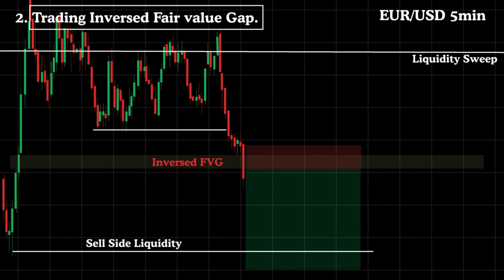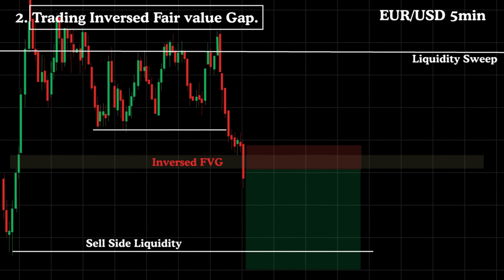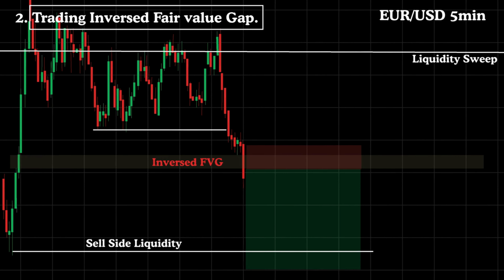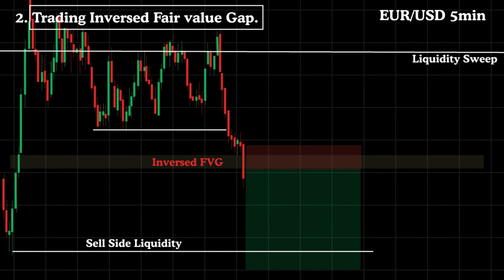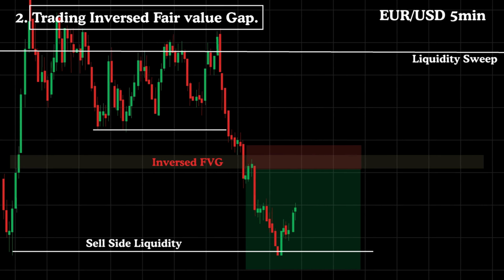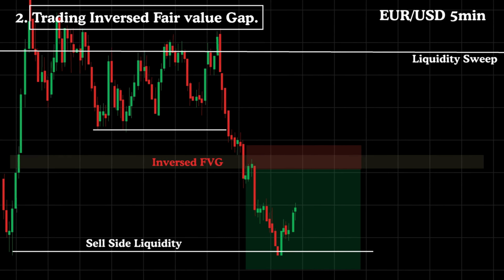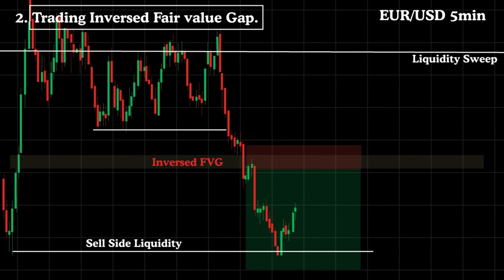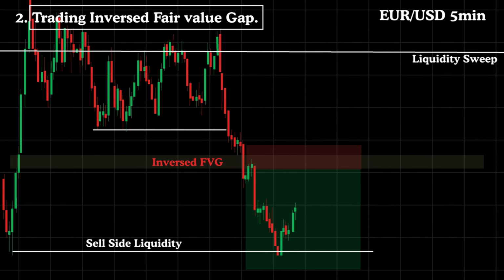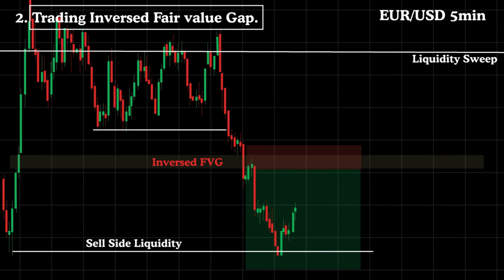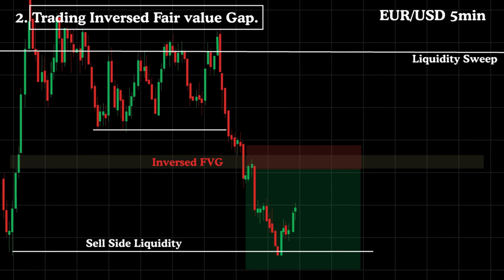Price climbs back into the inverse FVG zone, which now acts as resistance. Price reacts to the inverse FVG and drops lower, eventually reaching the take profit target, completing a clean textbook play and confirming the setup. This strategy highlights the real strength of inverse fair value gaps, especially when combined with liquidity sweeps and market structure shifts.